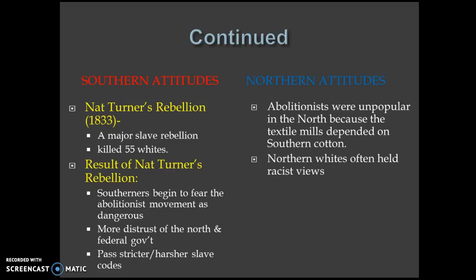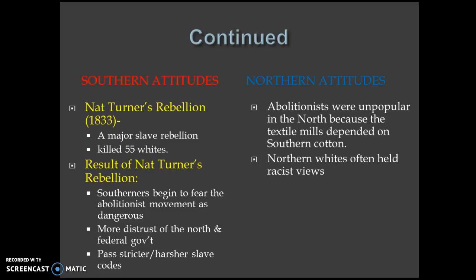If you don't have as much production of cotton in the South, that means there's not as much cotton to go in the textile mills in the North, which then means that Northerners aren't going to be making as much money, because if you don't have as much cotton, you can't make as much cloth. If you don't make as much cloth, you can't sell as much cloth. If you don't sell as much cloth, you don't make as much money.